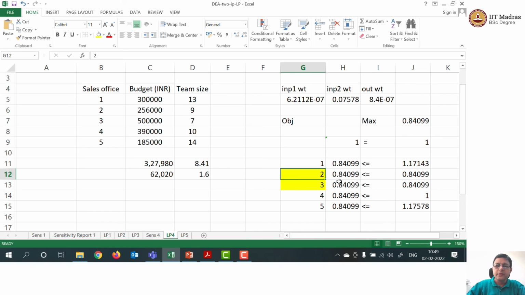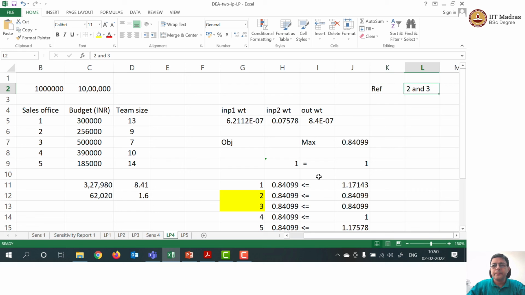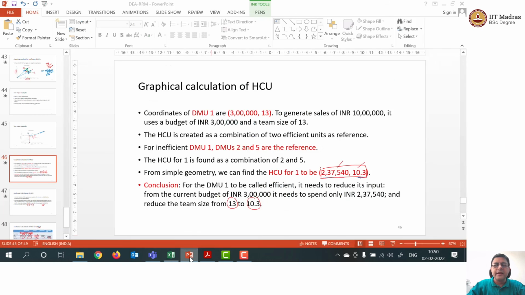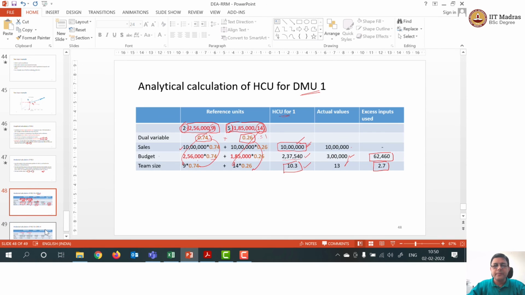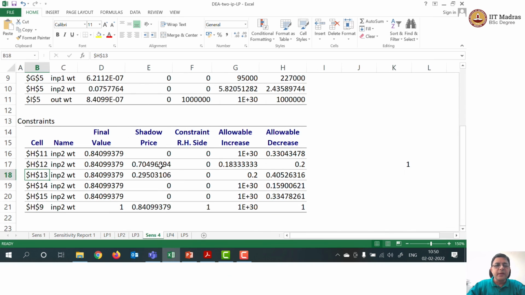Therefore, we are going to conclude that DMU4 is an inefficient DMU. For DMU4, DMU2 and 3 are reference units. Now using the same method that we had employed for DMU1, we are going to calculate the coordinates of HCU4. Let us quickly check what the dual variables are. Dual variables are 0.74 and 0.295.